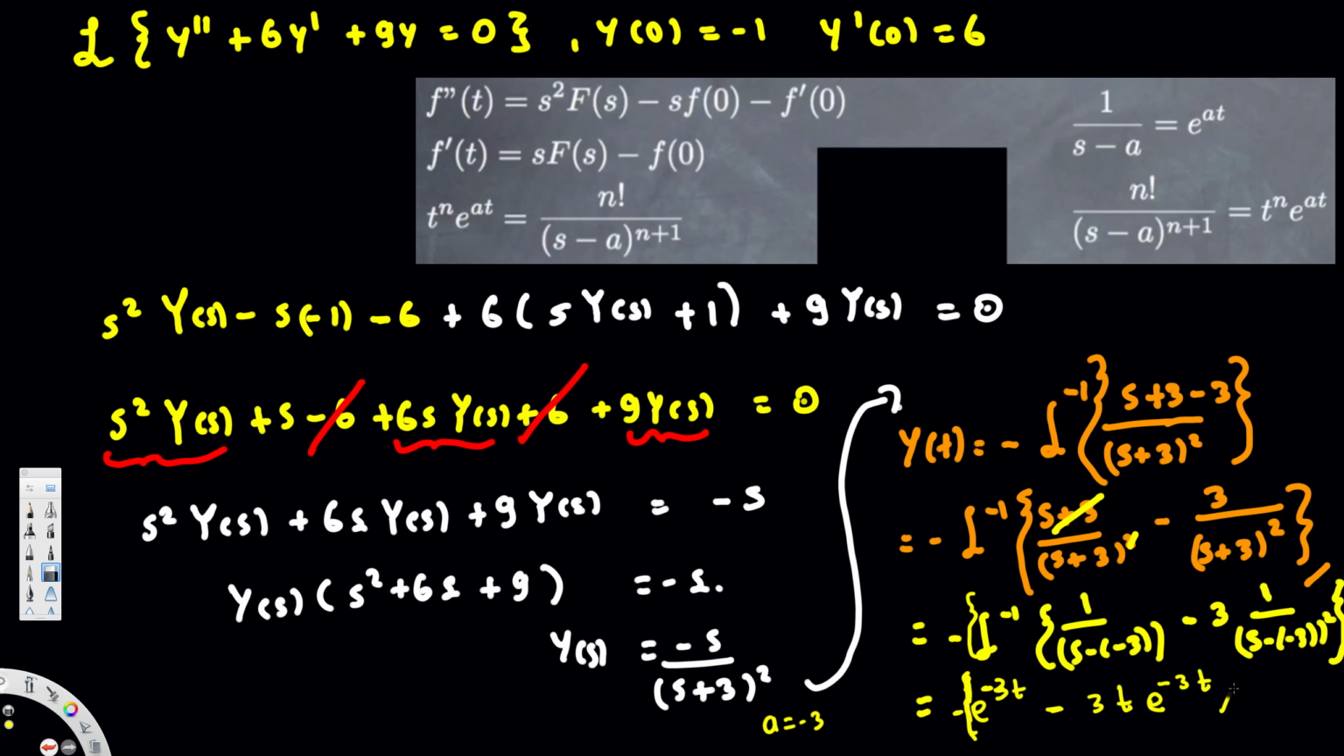So this is going to be minus e power 3t plus 3t e power negative 3t, and that's how we solve a differential equation using Laplace transform.